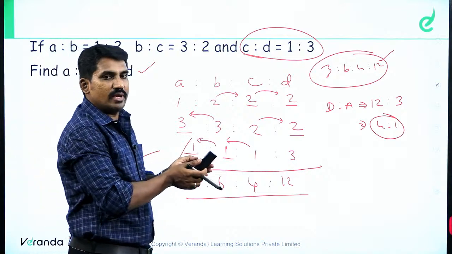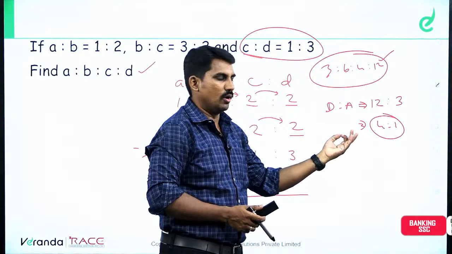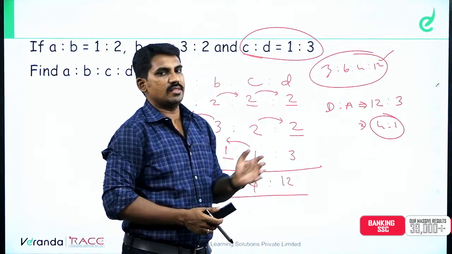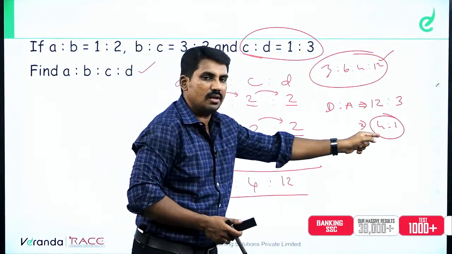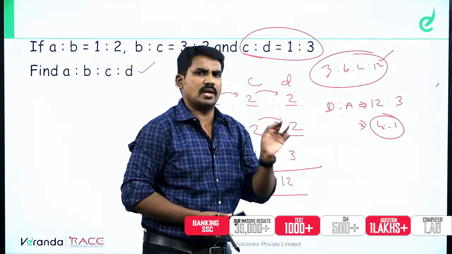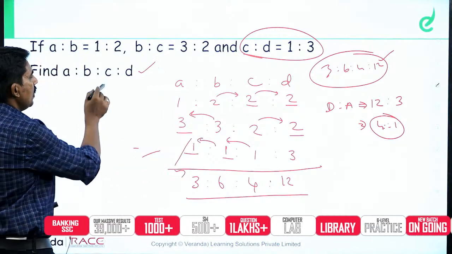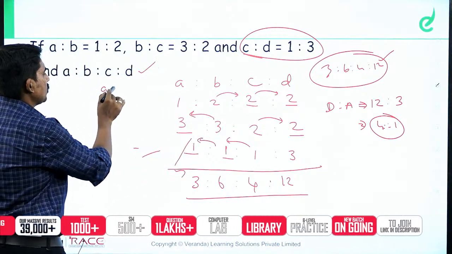After writing, if we are able to cancel, we can cancel. Here we have taken DA alone. Therefore D 12, A 3, 12 and 3, how we can cancel? Third multiple, therefore we can cancel. We can write 4 is to 1. That's all. Clear?